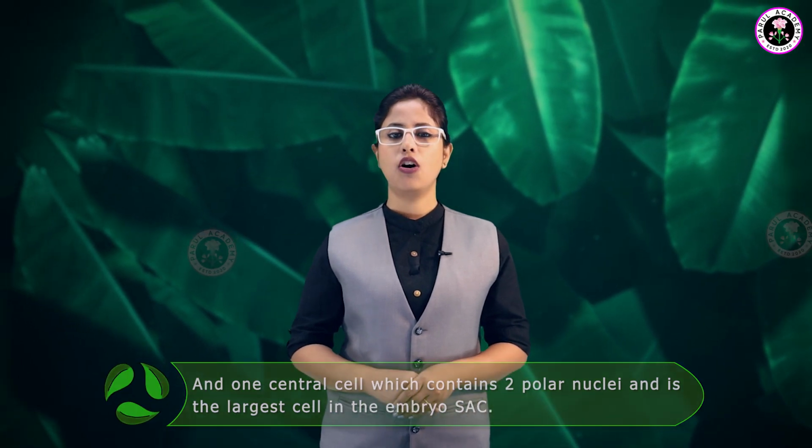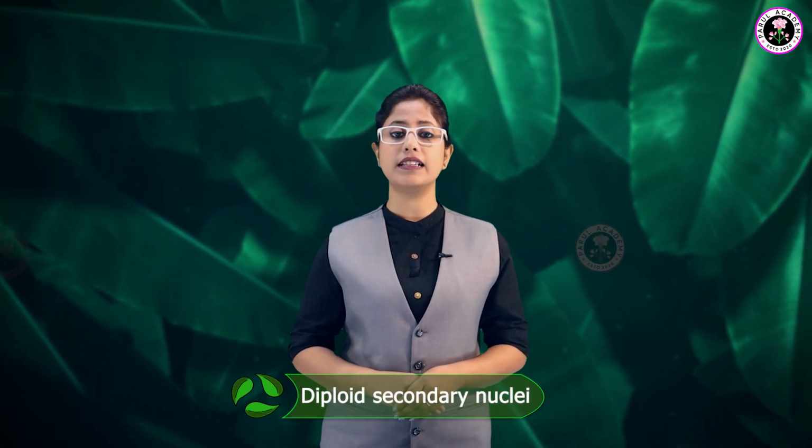sac. Often these two polar nuclei fuse to form a diploid secondary nucleus, or fusion nucleus, or definitive nucleus. This entire process of the development of the female gametophyte or embryo sac is called megagametogenesis.